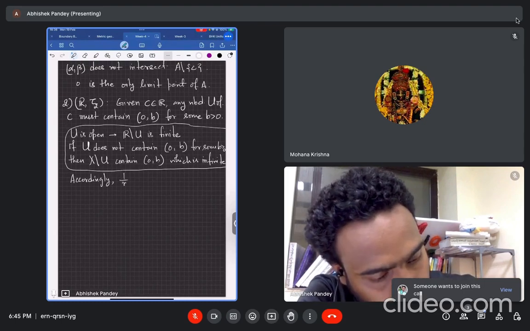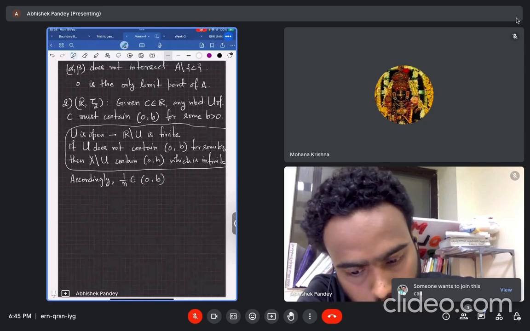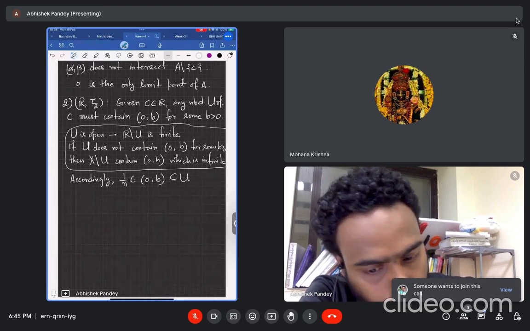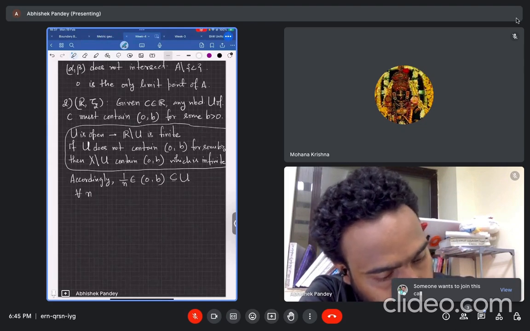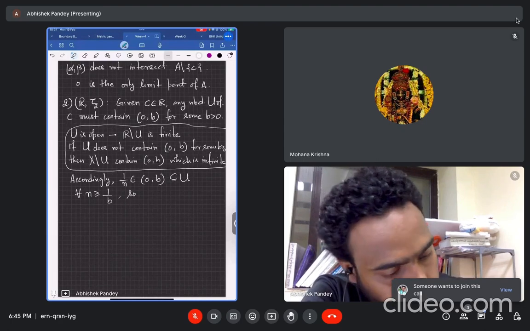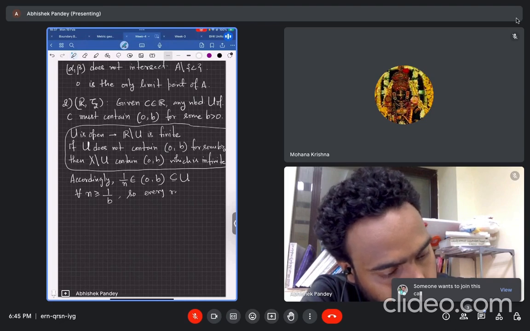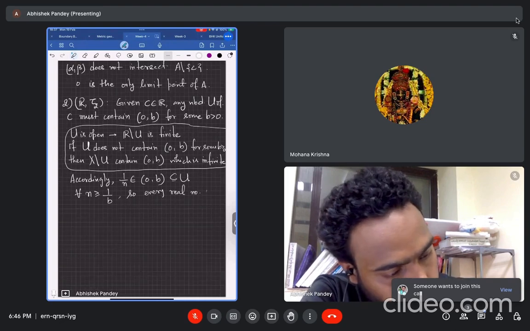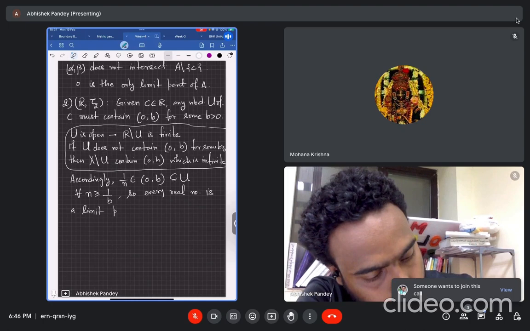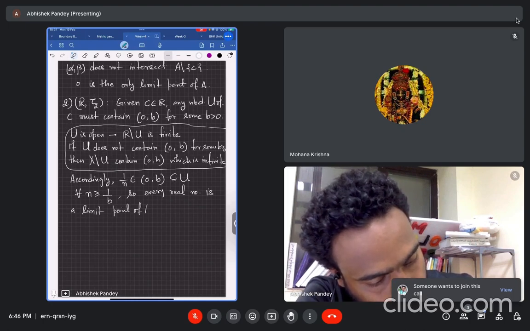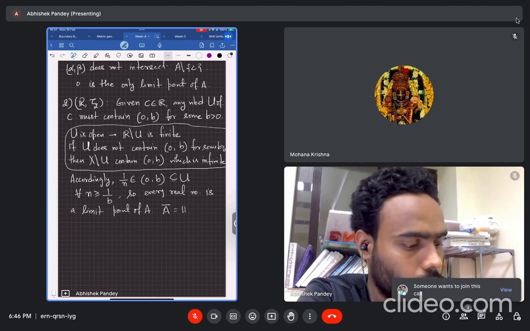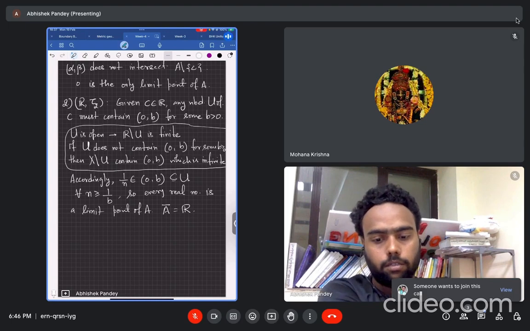So accordingly, 1/n belongs to (0, b), and which is contained in U for all n greater than or equal to 1/b. So every real number is a limit point of A. So A closure is nothing but A union R, which is nothing but R. So A closure is R.